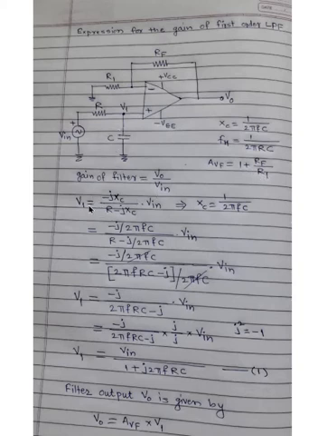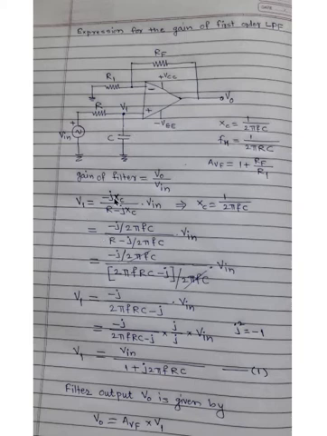Now, we wish to express the gain of the filter. Gain of the filter is nothing but the output voltage divided by input, so VO upon VIN. For this, first of all, we will find out the potential at this point V1. It's a voltage divider network. V1 is nothing but the voltage across this capacitor. So V1 is equal to minus JXC divided by R minus JXC into Vin.